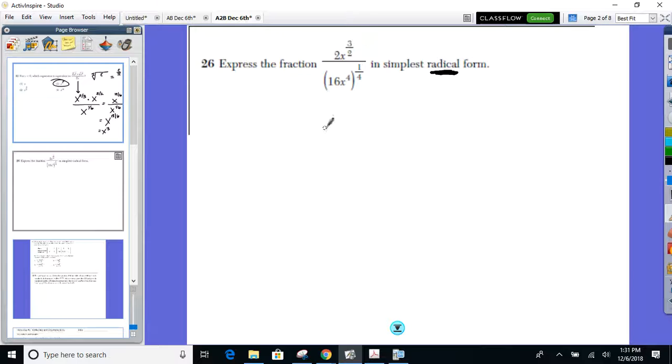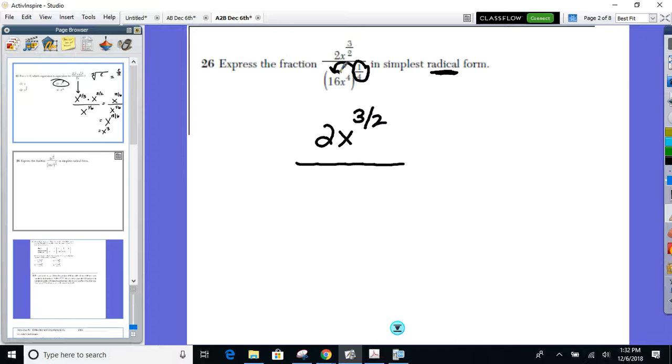So on top, there's not much I can do. 2x to the 3/2. I can't do anything there. There's no operations. But on the denominator, what should I be doing with this 1/4 on the outside? Okay, yes. Not only to the x to the 4th, but you also, hey, guys, you also have to apply it to the 16. Okay, because it's all getting raised to the 1/4. So right now what I need is what's 16 to the 1/4?